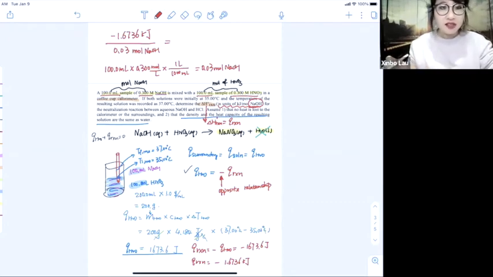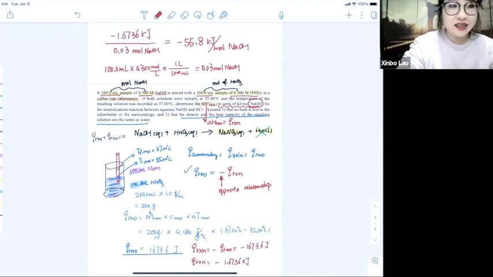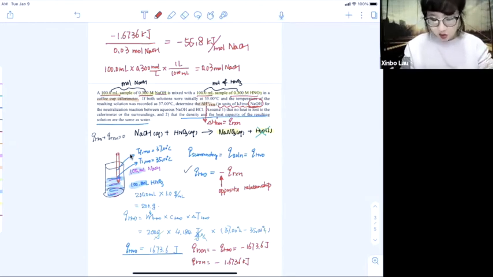After I do the calculation, I got negative 55.8 kilojoule per mole of that sodium hydroxide. So that's what my calculation comes out as. Of course, that depends on how many significant figures, or if you're using 4.18 or 4.184, then the answer might be slightly different, but again, the logic is like this.